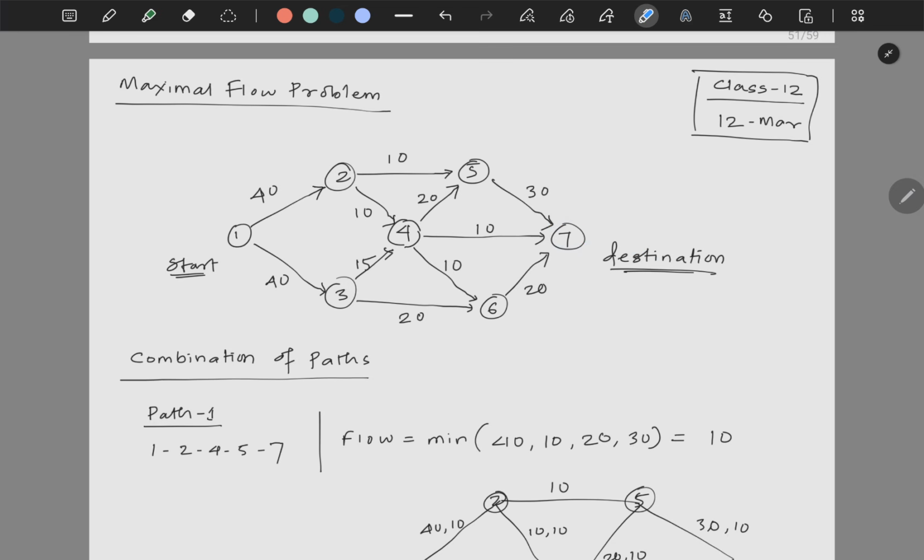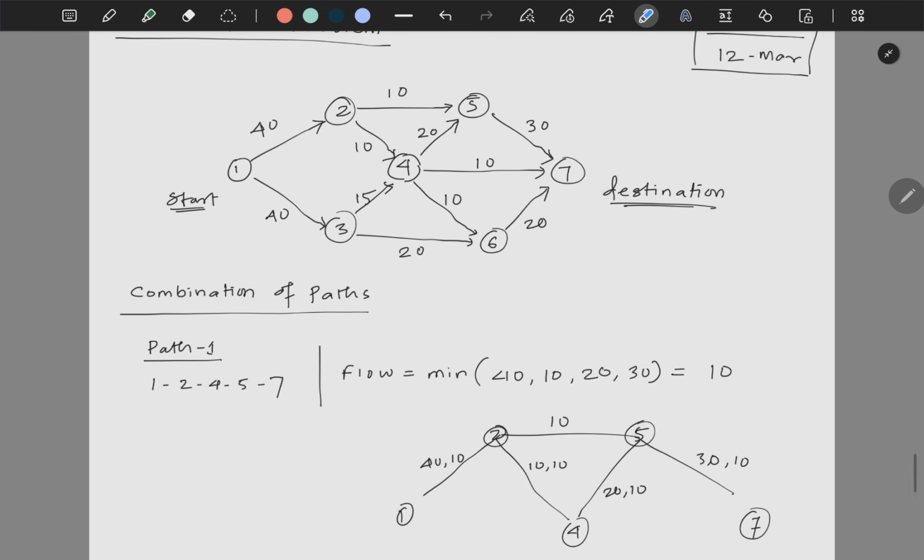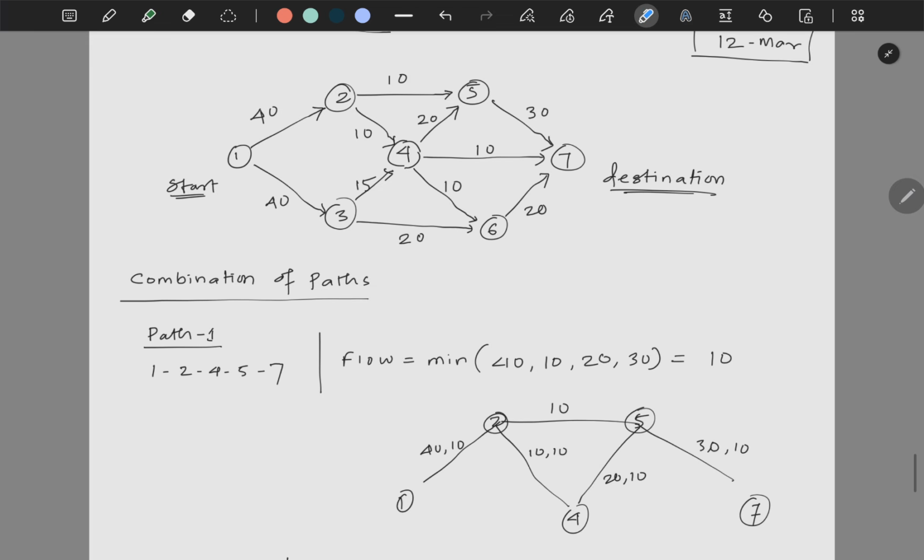So how do we solve this? First, identify the paths through which liquid can flow. You have to note down all such combinations of paths, and then find out the liquid flow in those paths. The first thing I can see is 1 2 5 7 or 1 2 4 5 7. It is always advised that you go from top to bottom so that you don't miss out any path.